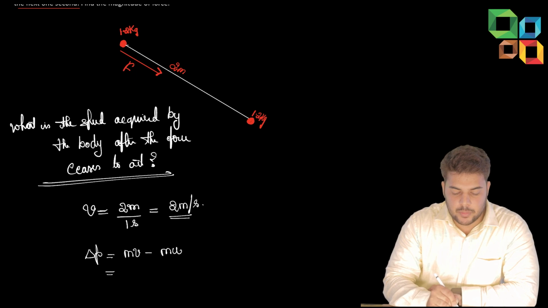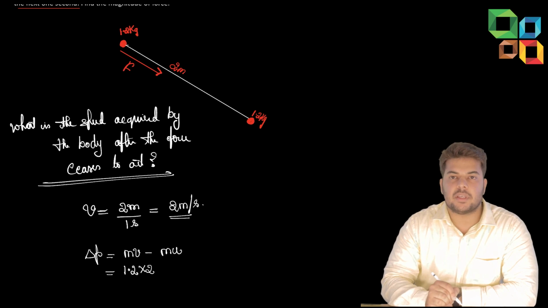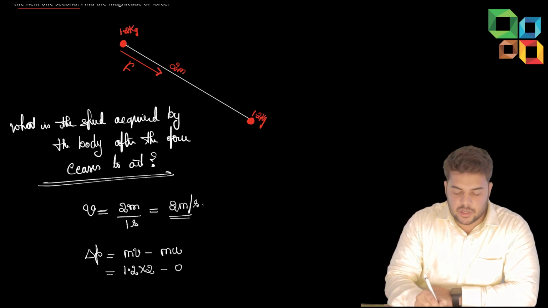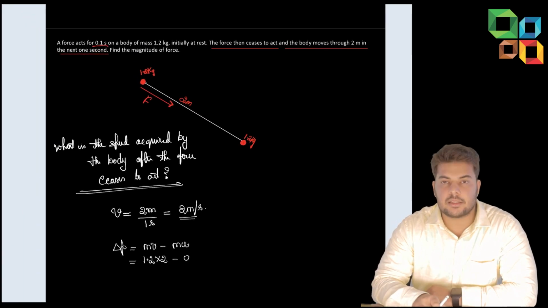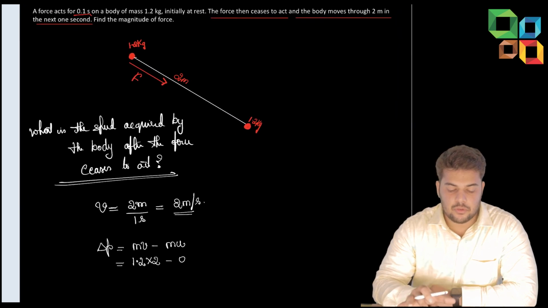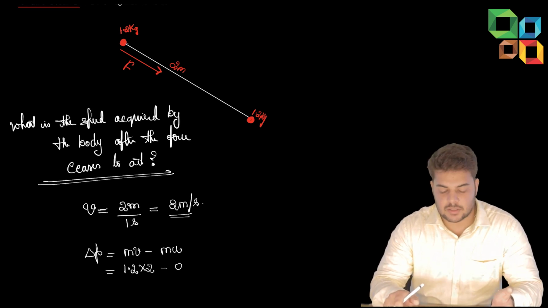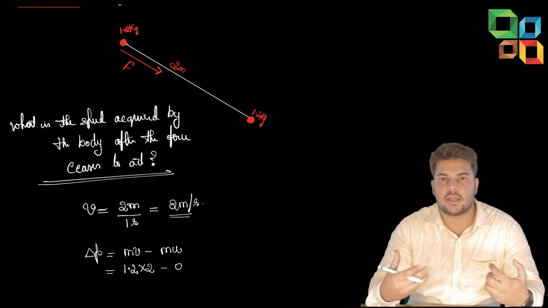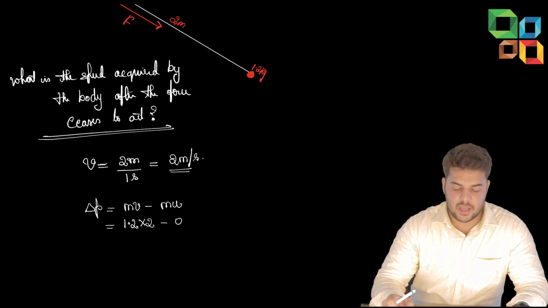And what's the change in momentum? So final momentum is mass, which is 1.2 kg, into the final velocity, which is 2 meters per second, minus the initial momentum, which is 0, because it's been given in the question that the body was initially at rest. So I can write that the initial momentum of the body is 0. So this is what the force does. It changes the momentum of the system. All right. So momentum of the system has been changed.